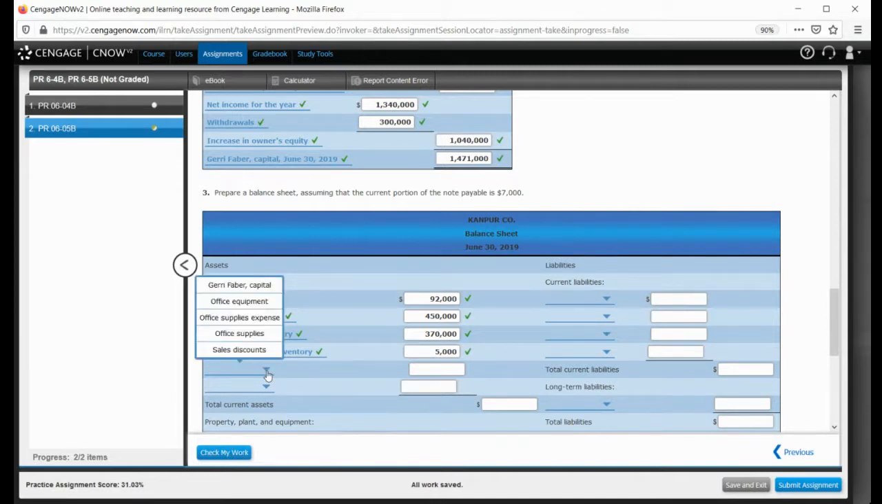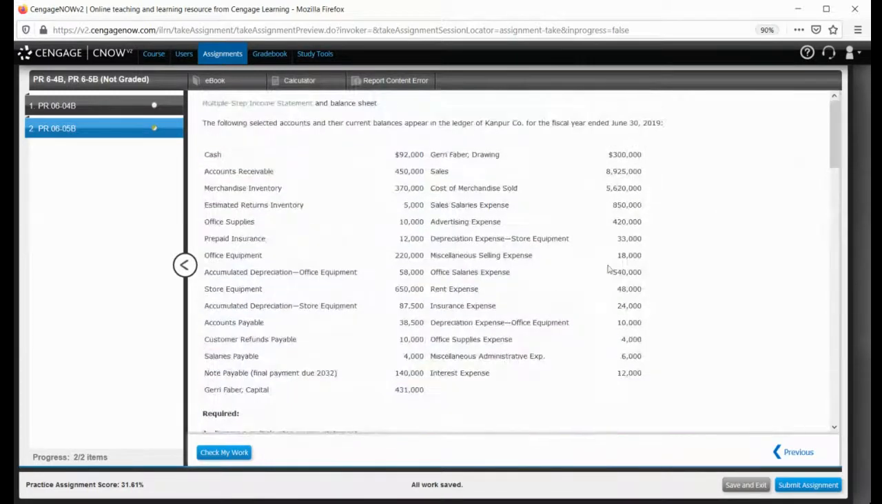The next account that we will be looking at is a prepaid account. Our prepaid account is office supplies. Your office supplies account balance at the end of the year after the adjusting entries have been made is $10,000.